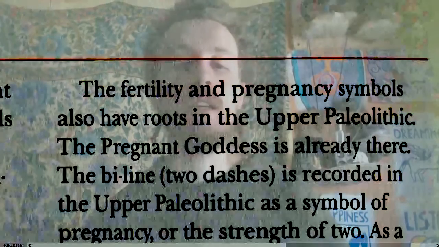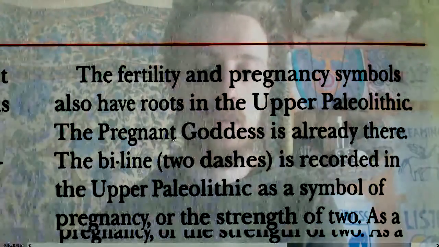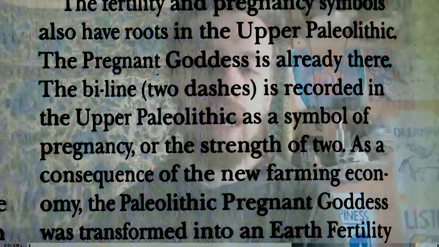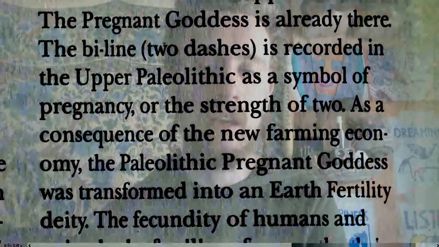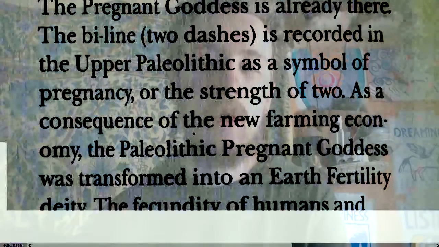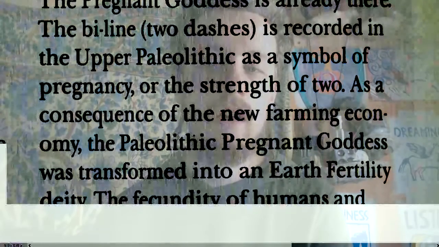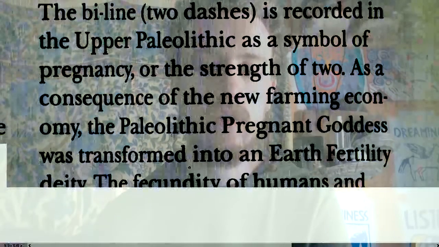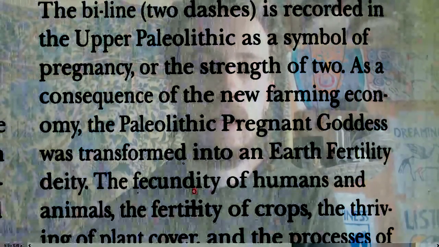The fertility and pregnancy symbols also have roots in the Upper Paleolithic. The pregnant goddess is already there. The byline, two dashes, is recorded in the Upper Paleolithic as a symbol of pregnancy or of the strength of two. As a consequence of the new farming economy, the Paleolithic pregnant goddess was transformed into an earth fertility deity.